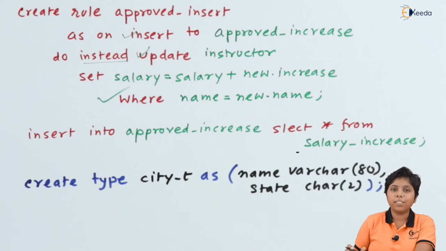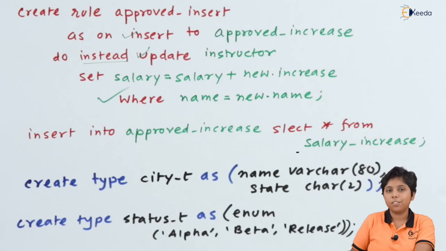We can also create a type with an enumerated type that we described in the user interface section, where a type will contain such values. So we can predefine the values not with a domain but with a type also. So here we can have status_t as the enumerated alpha, beta and release. Now how can we select these names from this status?